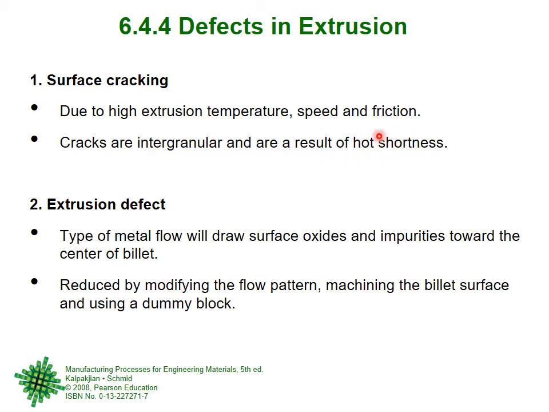Now, hot shortness is a very special type of problem which we will not discuss too much, but from your material science course, intergranular and intragranular, you understand. When the cracks are along the grain boundaries, they are intergranular, and when they crack from one grain into the other, they are called transgranular. So these cracks are intergranular, meaning that they are the lower force type of cracks which happen on the grain boundaries. For a detailed description of cracks on grain boundaries and transgranular, we can go back to the course on material science.